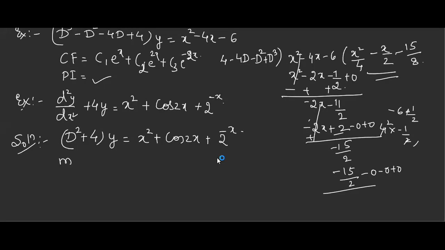So let us try to find out the CF for this example. So m is plus or minus 2i, am I right? So what is the CF? C1 cos of 2x plus C2 sin of 2x. Done.